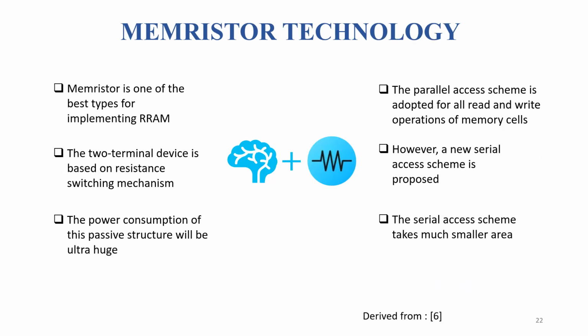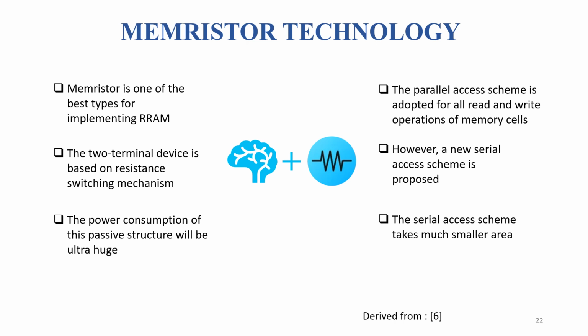Moving on to memristor technology. Memristor is one of the best types for implementing RAM. A memristor is a combination of memory and resistor. It is also a two-terminal device based on a resistance switching mechanism. Unlike the already existing memory, which has a serial access scheme, it has some drawbacks like a huge delay. So in order to avoid that, a parallel access scheme was proposed.